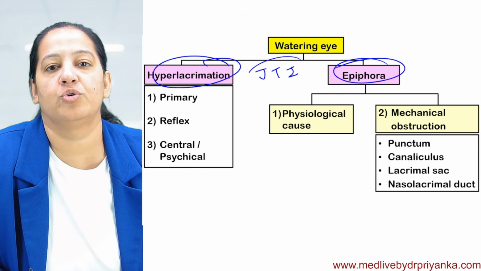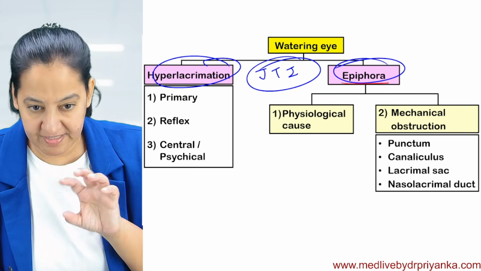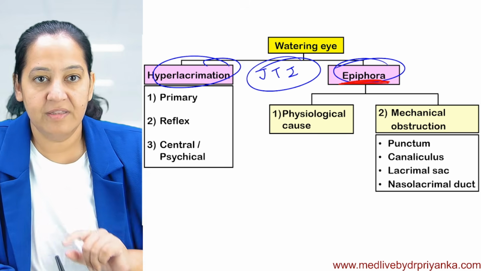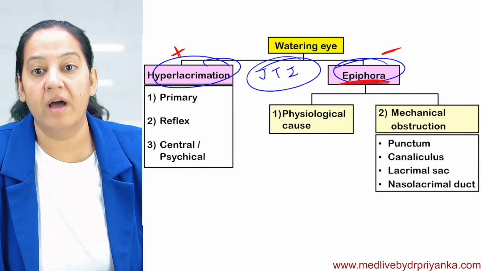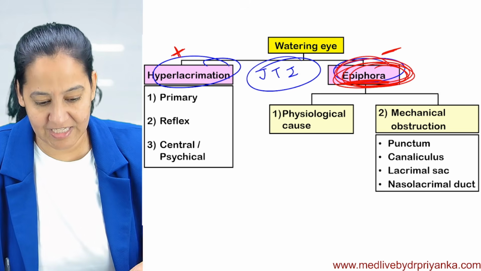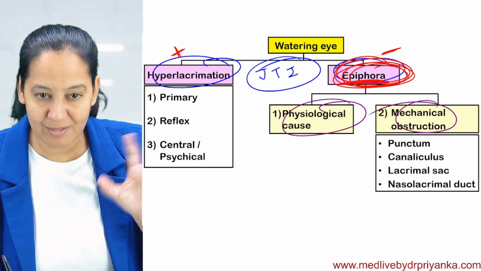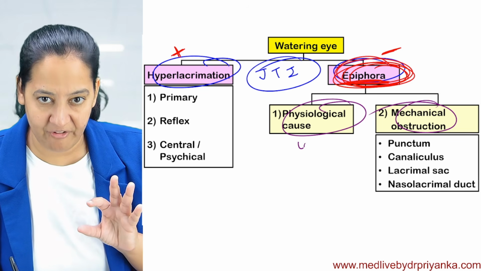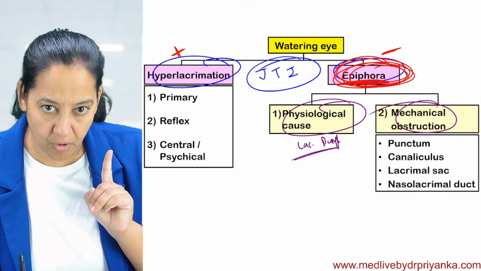Jones test, the primary Jones test. Now I want to differentiate whether it is hyperlacrimation or Epiphora. If this test is positive, it's hyperlacrimation. If this test is negative, it's Epiphora. If it is Epiphora, then is the cause physiological or mechanical obstruction? I mean, is there a problem in the lacrimal pump? Physiological means the lacrimal pump, because of the orbicularis muscle. Is the cause this or this?